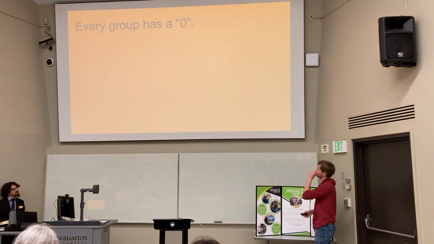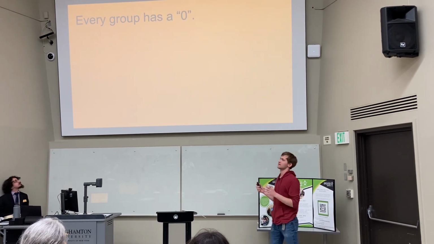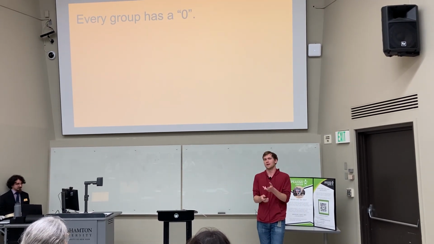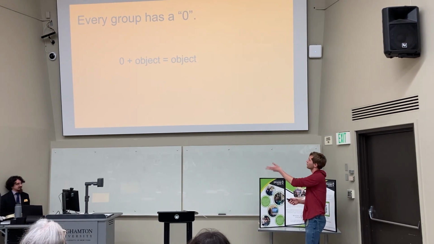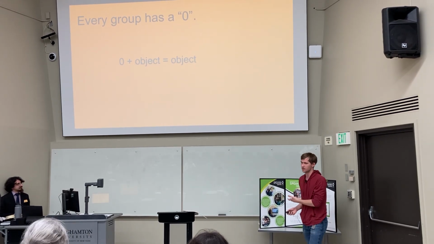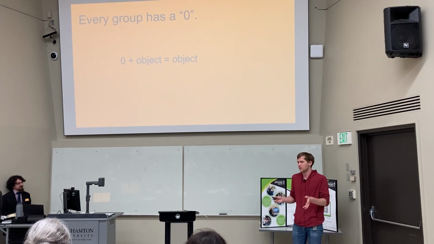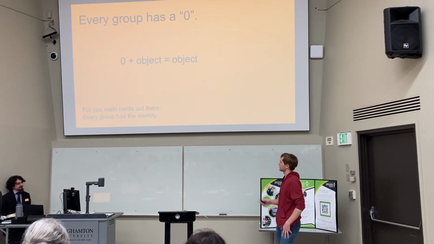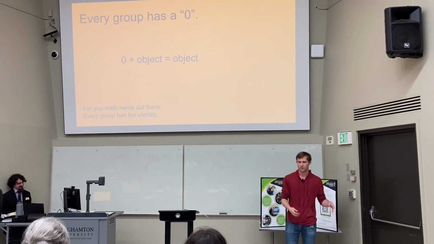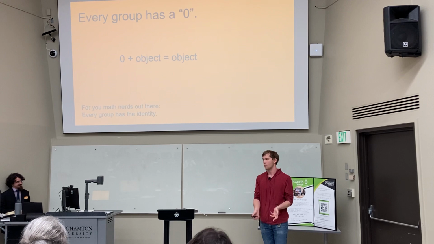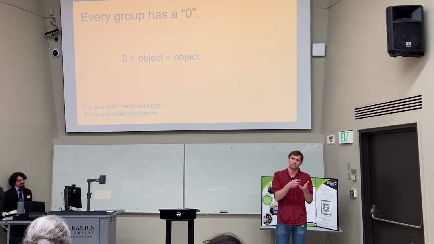So, another property of groups is that every group has a 0. You can think of this as an identity element. For example, 0 plus any object is the object itself. 0 doesn't affect the object. Anyway, for you math nerds out there, every group has the identity, right? For example, when you multiply any number by 1, you get the number itself. When you add 0 to any number, you get the number itself.